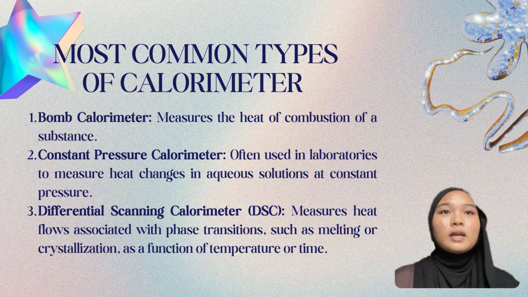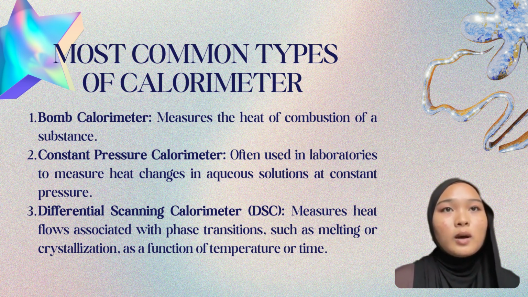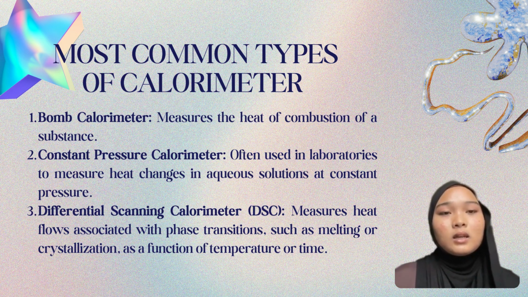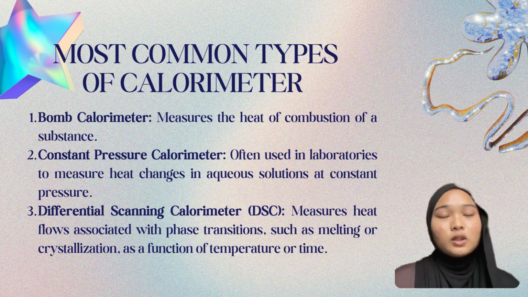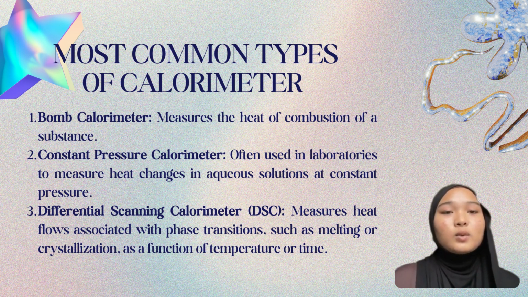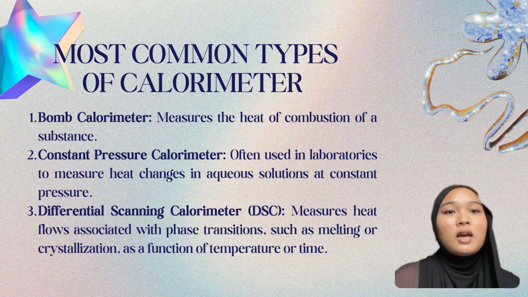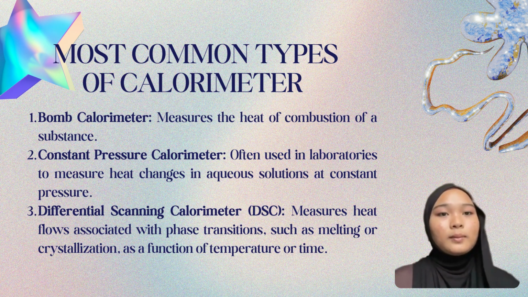The next one is about types of calorimeter, and there are three most common. The first one is bomb calorimeter. It is used to measure the heat of combustion of a substance. The second one is constant pressure calorimeter. It is often used in laboratories to measure heat changes in aqueous solution at constant pressure. The last one is differential scanning calorimeter (DSC). It is used to measure heat flows associated with phase transition such as melting or crystallization as a function of temperature or time.